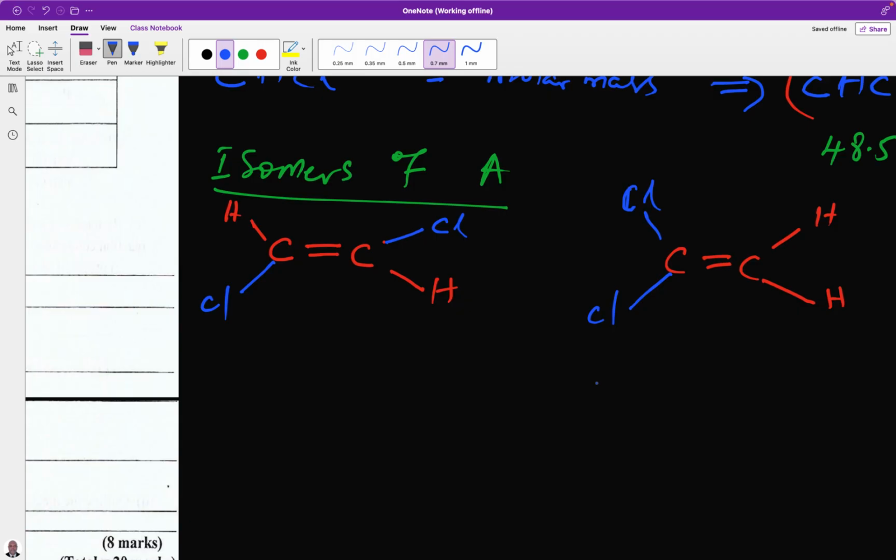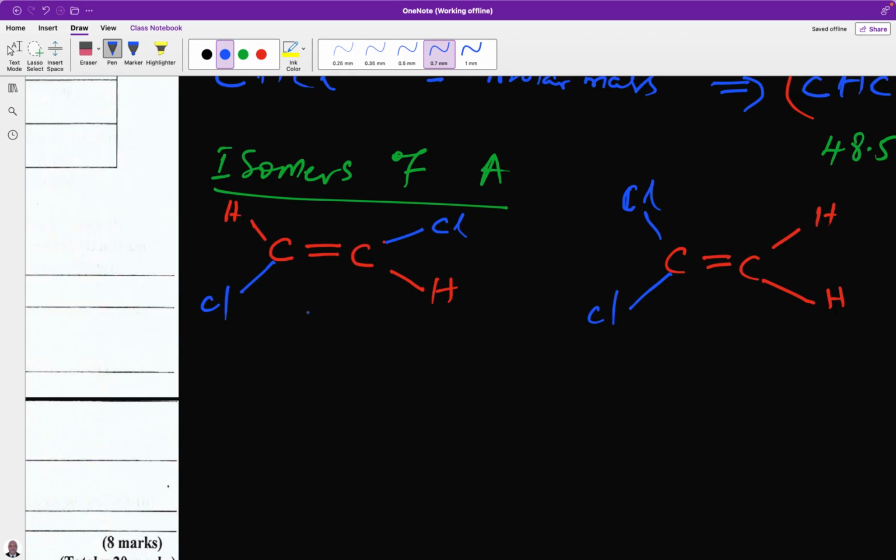And a geometric isomer is a result of non-rotation about the carbon-carbon bond. The carbon-carbon bond cannot rotate. That is why it results in isomers. There is difficulty for the carbon-carbon double bond to rotate, so that's why this results in isomers. And we said there are two types of geometric isomerism: the cis and the trans.